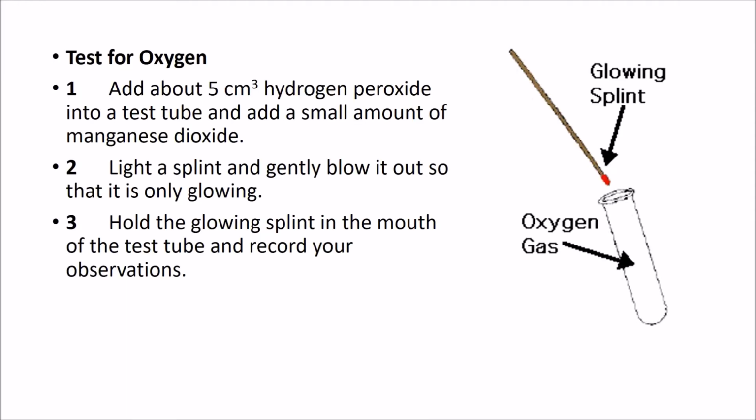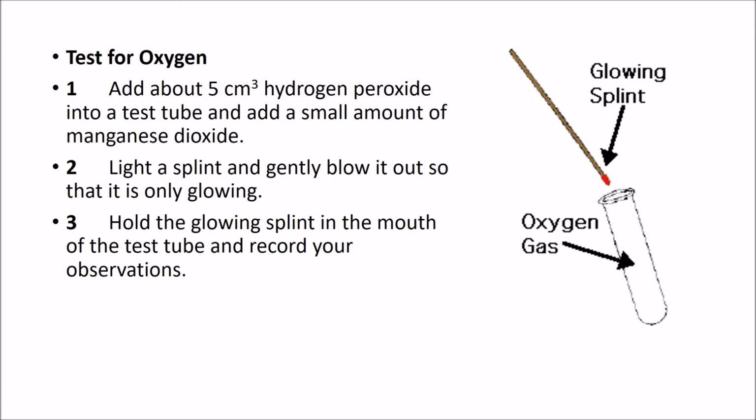Second test is oxygen. So in this one, we just have one test tube and we put some hydrogen peroxide in, and then we put some manganese dioxide in. And so hydrogen peroxide and manganese dioxide react together to form oxygen.